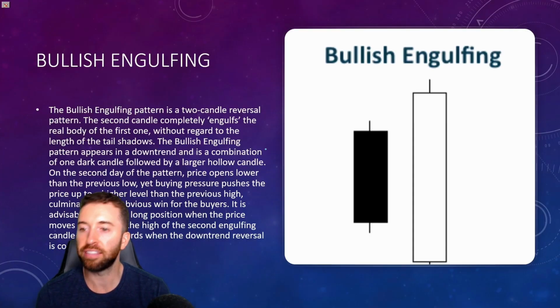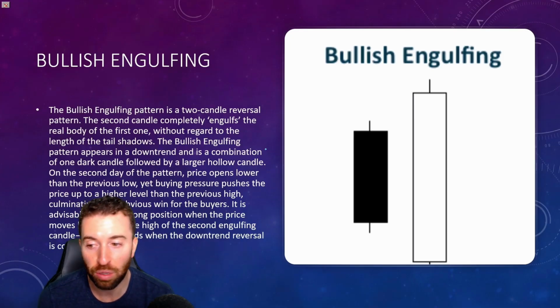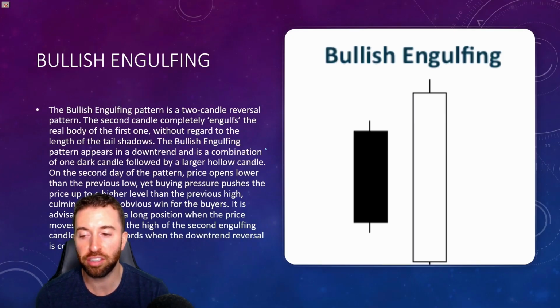The bullish engulfing pattern is a 2-candle reversal pattern. The second candle completely engulfs the real body of the first one, without regard to the length of the tails and shadows. The bullish engulfing pattern appears in a downtrend and is a combination of one dark candle followed by a larger hollow candle. On the second day of the pattern, price opens lower than the previous low, yet buying pressure pushes the price up to a level higher than the previous high, culminating in an obvious win for the buyers. It is advisable to enter a long position when the price moves higher than the high of the second engulfing candle. So you guys got that? Good. Let's move on towards our next one.